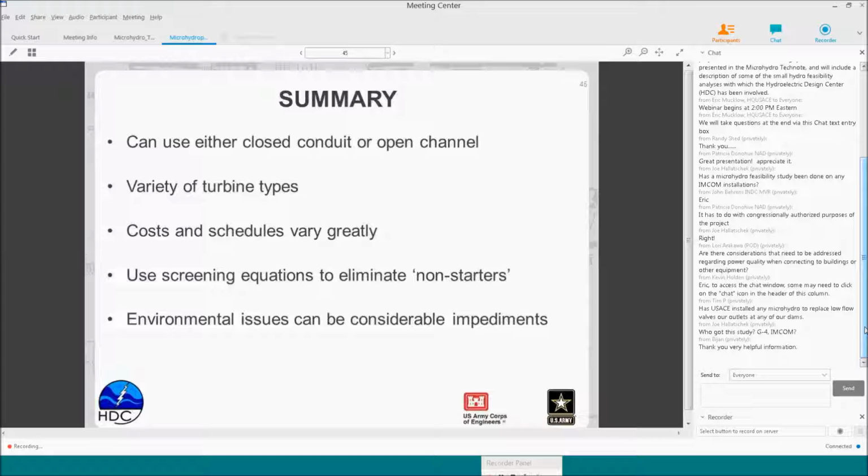Lori Arakawa from POD asks, are there considerations that need to be addressed regarding power quality when connecting a building or other equipment to the hydropower? Okay, this is Charlie Allen again. By power quality, I'm assuming... Okay, let me say some words here and see if that answers the question.